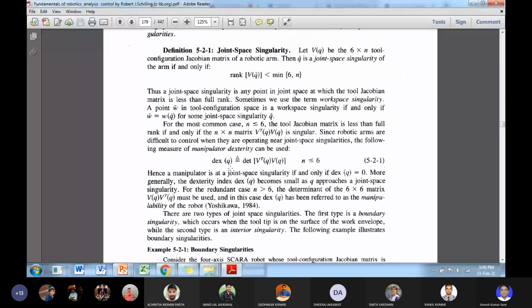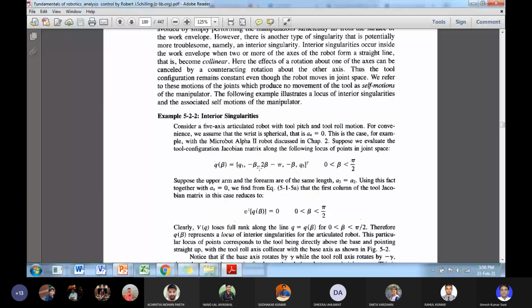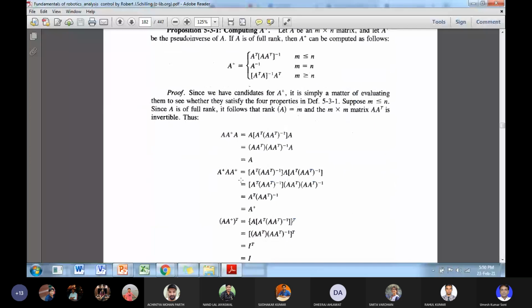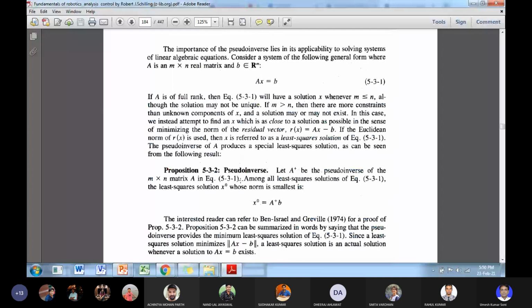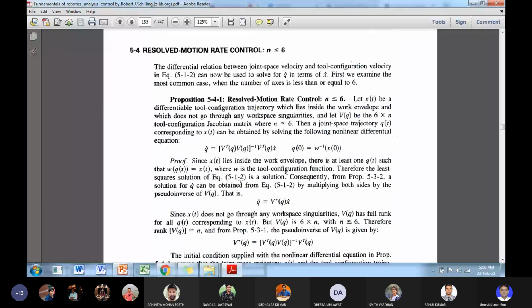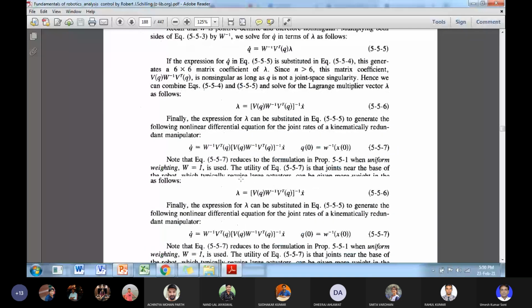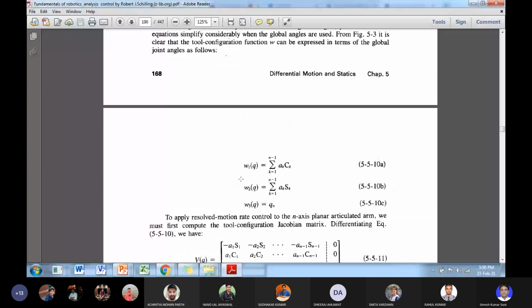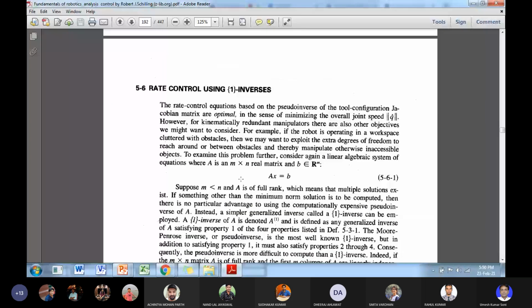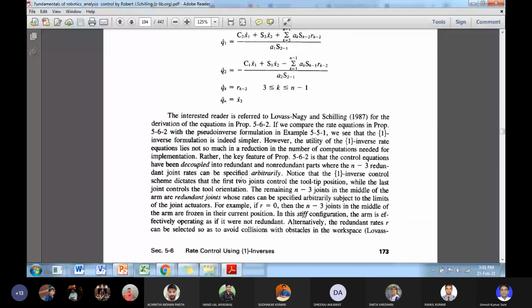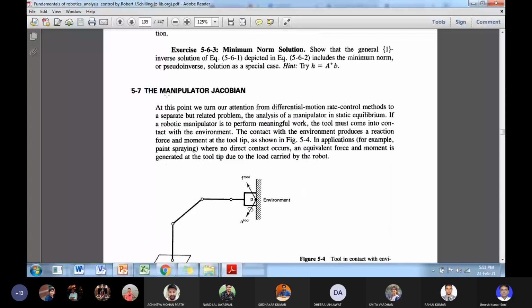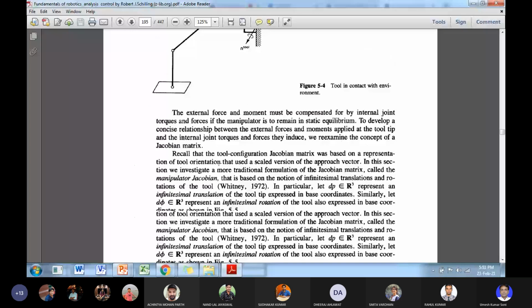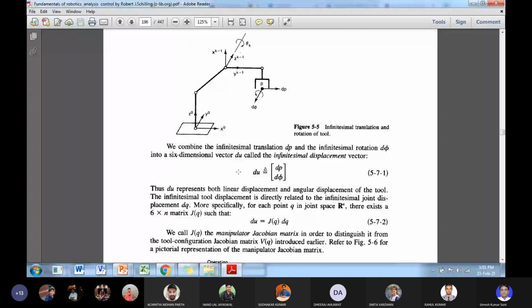So now for the manipulator Jacobian you can study this section, and I will cover this section in the next lecture. I'm just going to that point. This is the manipulator Jacobian. Okay, so we will also calculate the manipulator Jacobian, and now I conclude this lecture.